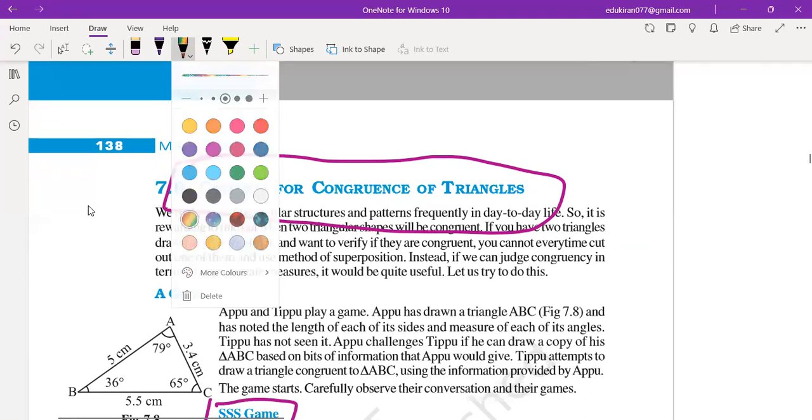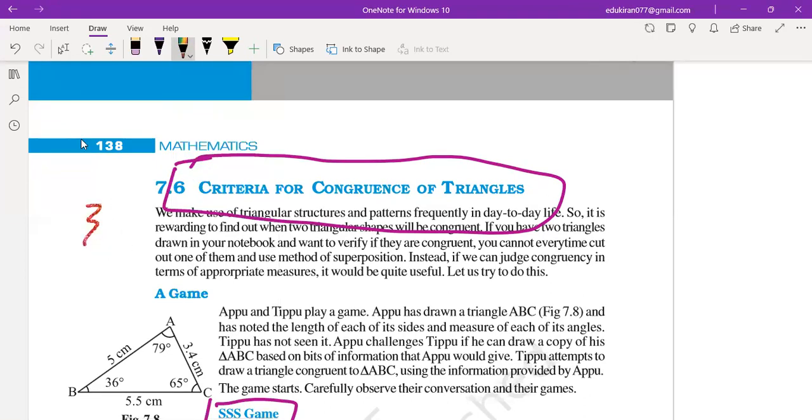I get it, this one, but it's side into side into side, right? Yes. Ma'am, but how do we use it in real life? I'll tell you, because that's what I'm getting confused at in the problem. Don't worry, I'll tell. You just put a heading: Criteria for congruence of triangles.